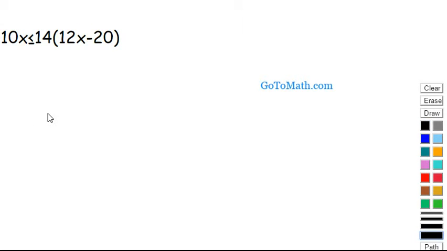All right. So we have 10x is less than or equal to 14 times 12x minus 20.